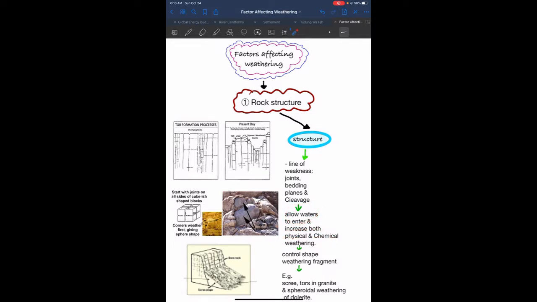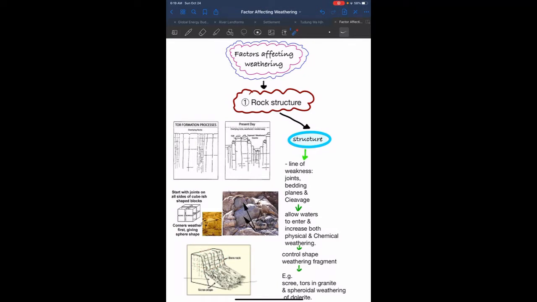And it also can control the shape of weathering fragments. For example, scree. As you can see, weathered material at the base of the slope. This is due to rockfall, and the rockfall is due to freeze-thaw action.